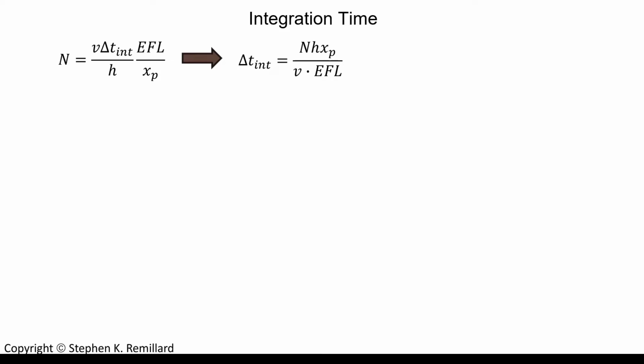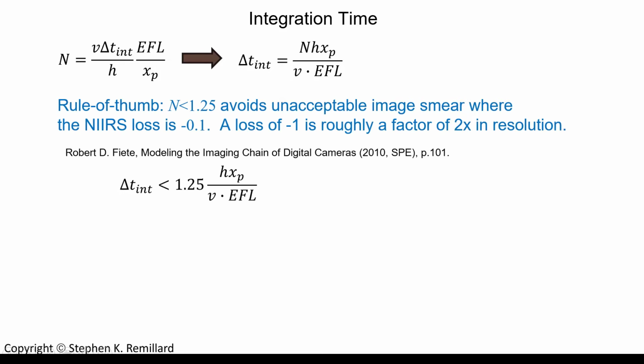So you have to think about integration time, because if that's too long, you can expect a smeared image. So take this expression for n and then rearrange it for integration time. N is how many pixels the image of the GSD has moved over in one integration time. The rule of thumb is that if n is less than 1.25, then you won't have unacceptable image smear.